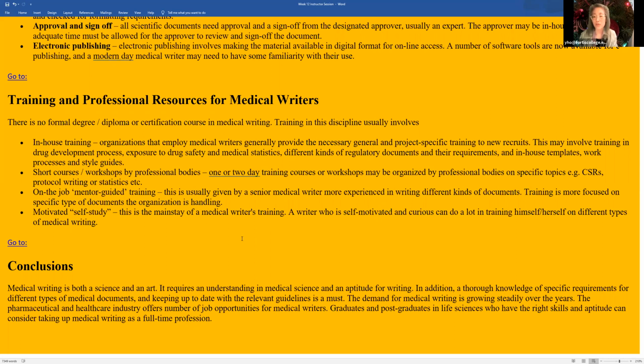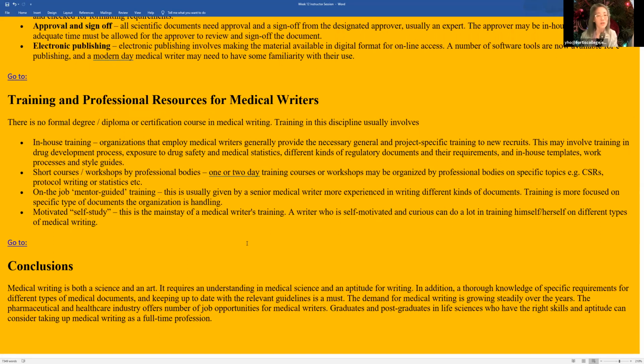In addition, a thorough knowledge of specific requirements for different types of medical documents and keeping up to date with the relevant guidelines is a must. The demand for medical writing is growing steadily over the years.